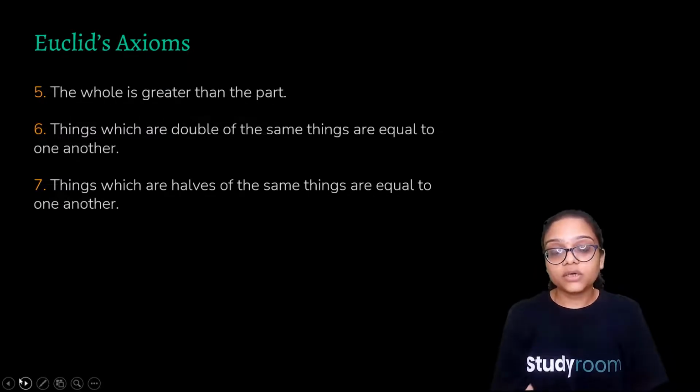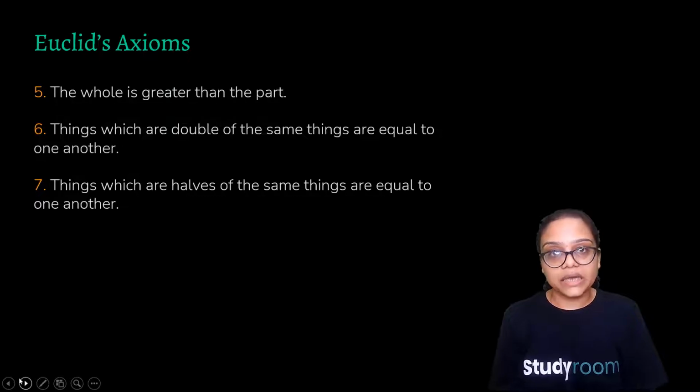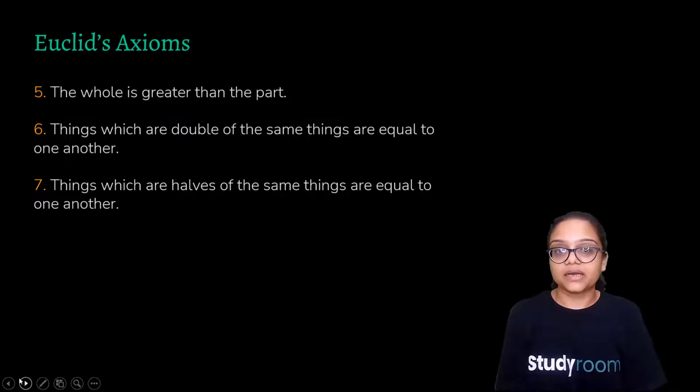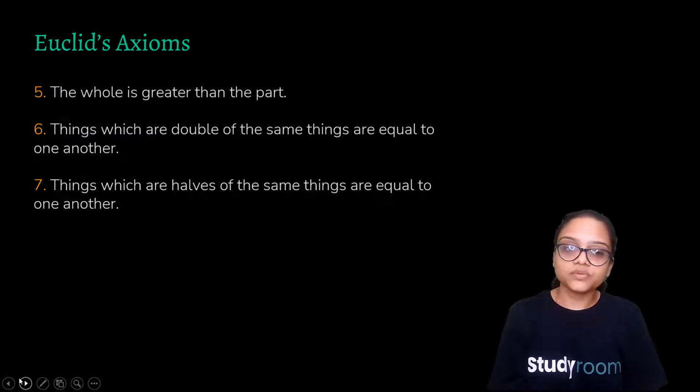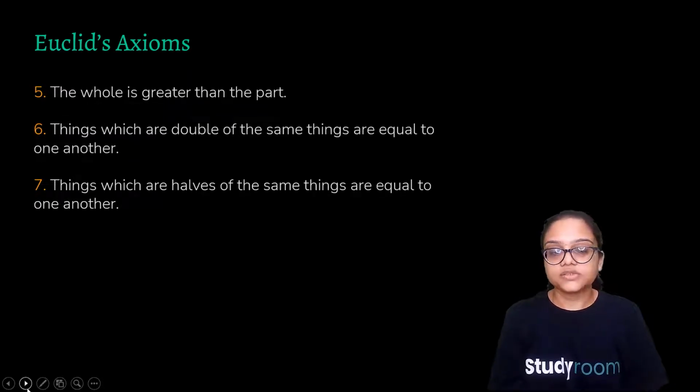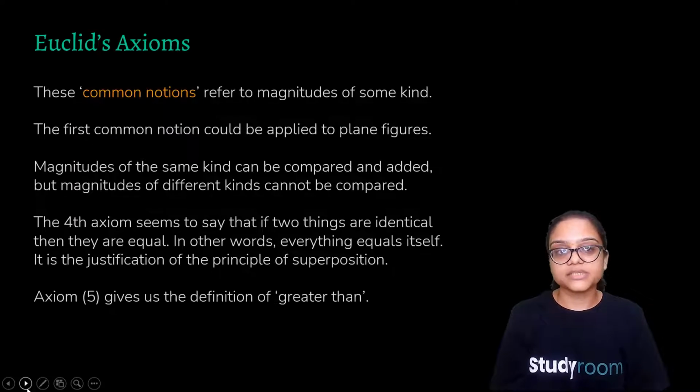So after my reading the line, what you're thinking is, it's obvious. It's an axiom. This is a way to learn. I'm just reading the line, and whatever line you think is obviously true, that's an axiom. Exactly. Things which are double of the same thing are equal to one another. Things which are halves of the same thing are equal to each other. So, I hope these axioms are clear.